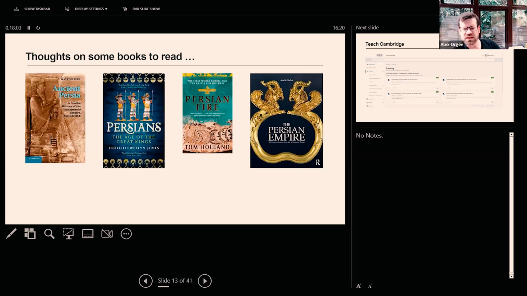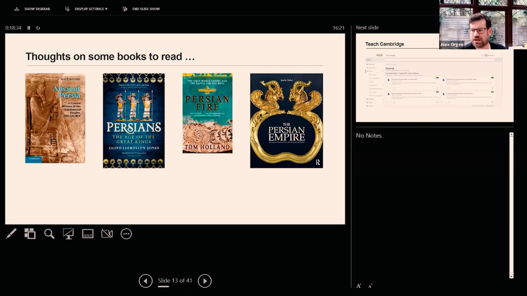The fourth book, the one on the right, the Persian Empire, by Emily Kurtz, is a corpus of sources focusing on the Persian Empire. It is quite a hefty book, but includes a lot of ancient sources. So although there's no desire to have to teach everything in the Persian Empire period study from sources, I think it's certainly, as a teacher, quite useful to be familiar with some of those sources.